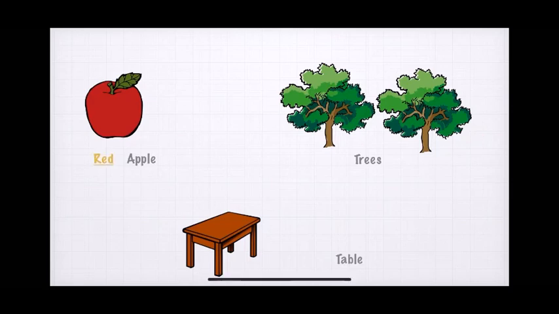Now if I add the word red to the noun apple, I am saying that the apple is red, or I am describing this apple, or I am giving this apple some kind of quality which is red. Two trees. Here again we are using the word two to describe trees. This table. The word this is used to point out a particular table. All these words, red, two, this, these are all describing words used to describe nouns.